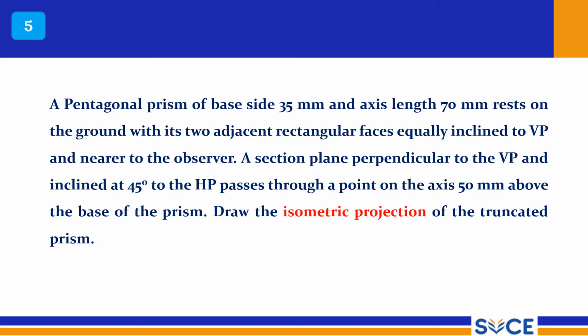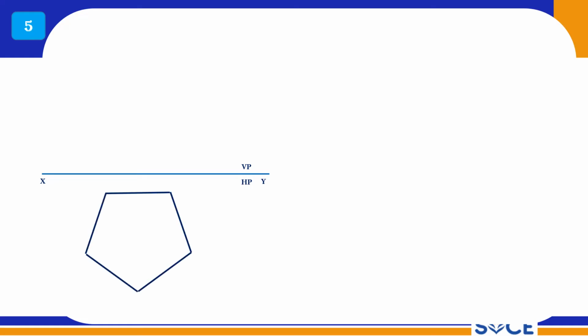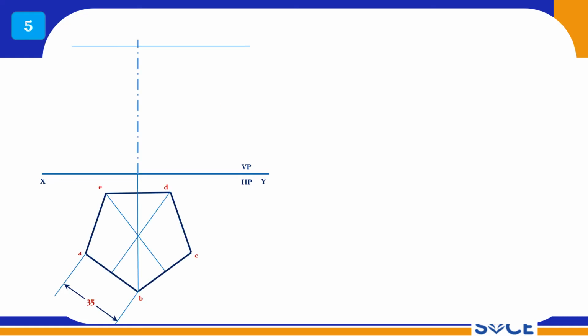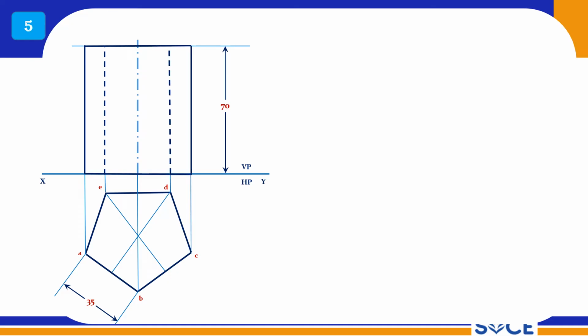It is a pentagonal prism, and its projection is asked. Earlier we have drawn the isometric view, whereas here the projection is asked. You have to draw the isometric scale and you have to draw the isometric projection only. So it is a very similar problem. It is a pentagonal prism.